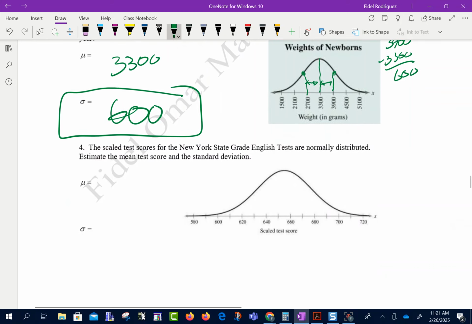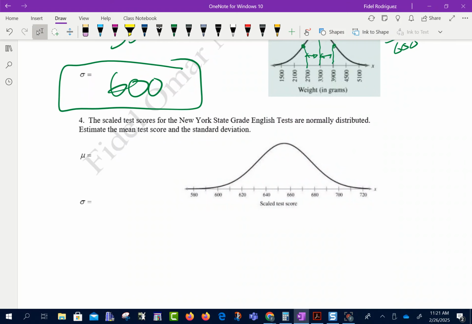And I'll do the same thing for question number 4. Let's see if we can find our mean. So y'all, I'm going to go right to the top, and I'm going to scroll down here. And this is about 650. So I'm going to say my mean is about 655.